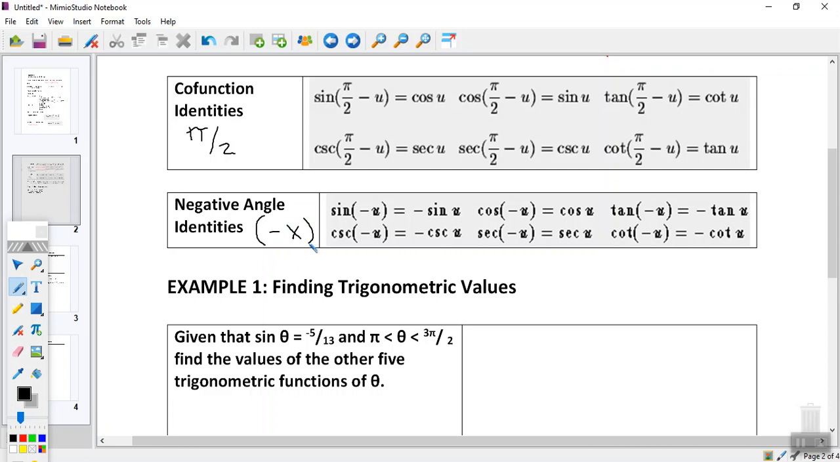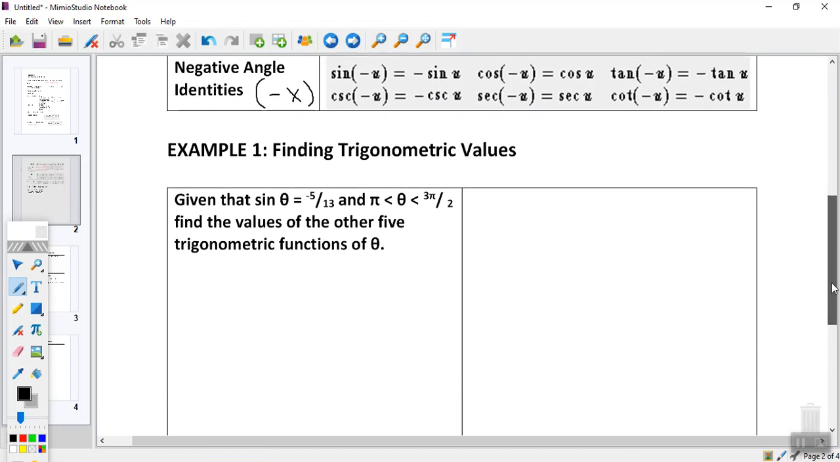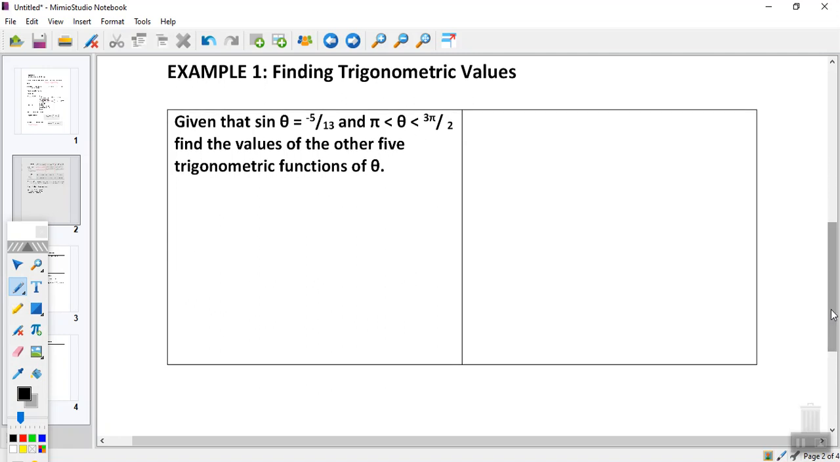Well, my friends, let's see if we can find some trigonometric values here. The first problem is kind of about things that we've done in the past. We've talked about this a little bit. It says, given that sine of theta is equal to negative pi over 13, and theta is greater than pi but less than or equal to 3 pi over 2. Now keep in mind, these are radians.